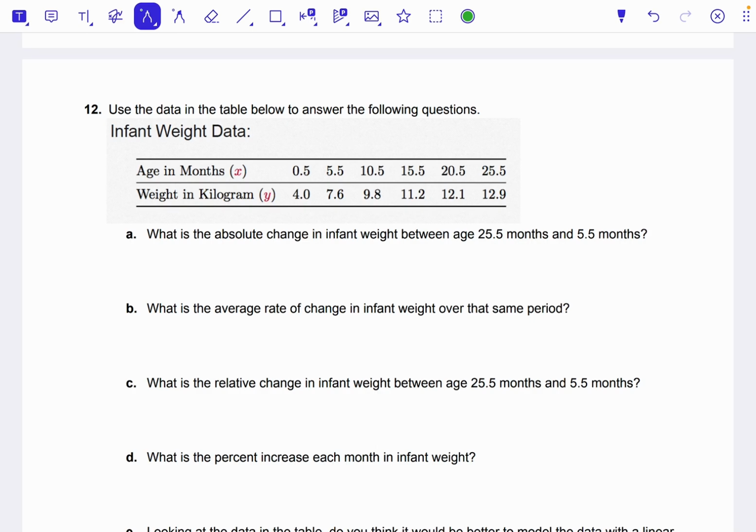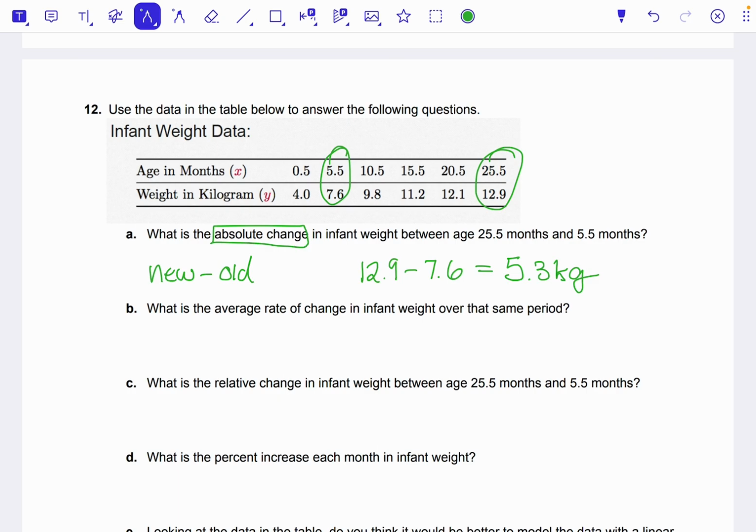All right, so we want the absolute change. So absolute change is a new value minus an old value between the weight, the infant weight, for between the ages at 25 and a half months, and 5.5 months. So that would be 12.9 minus 7.6, which comes out to an absolute change of 5.3 kilograms.